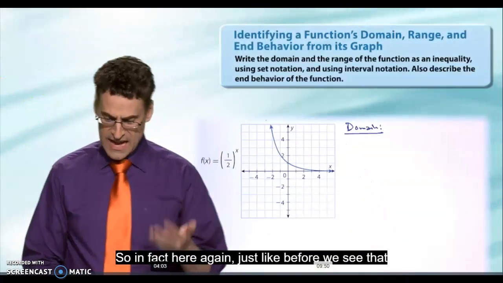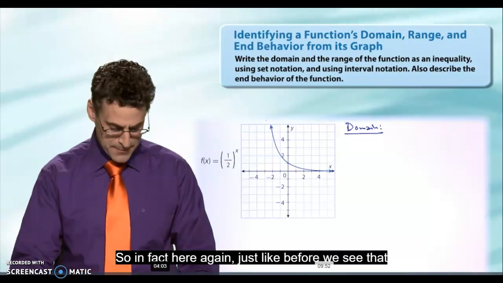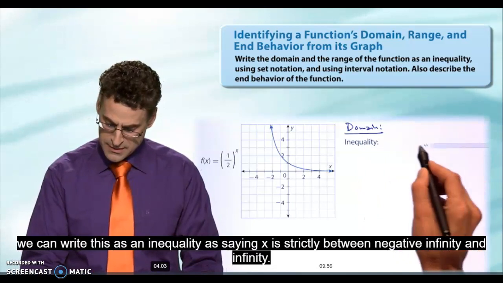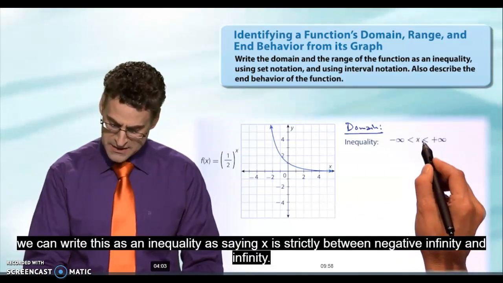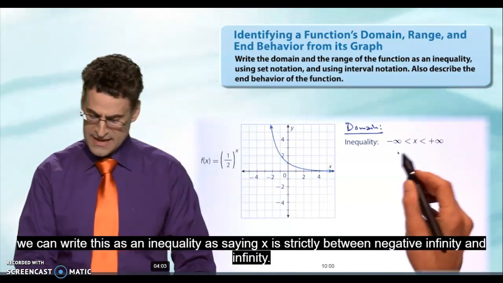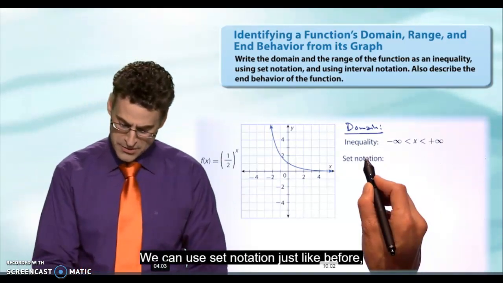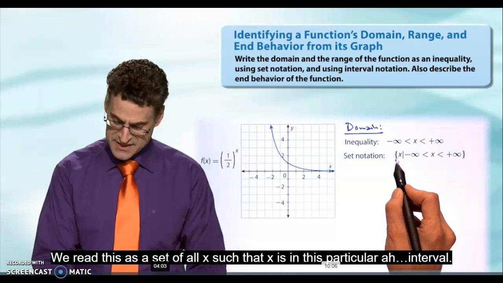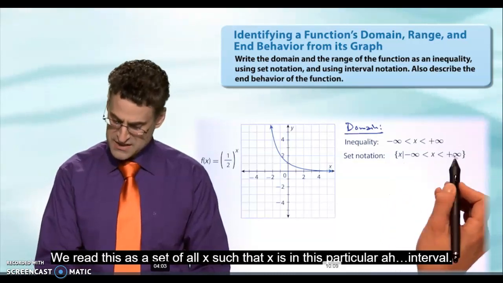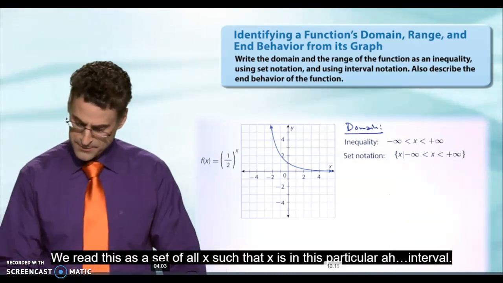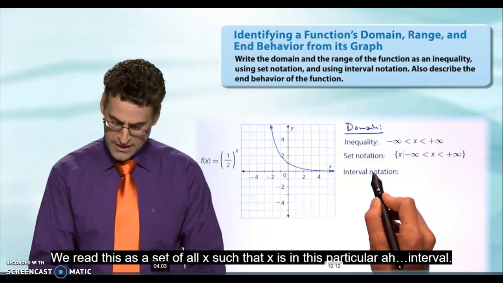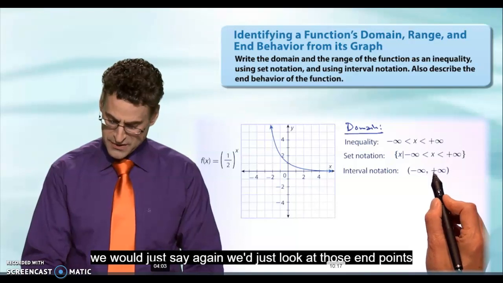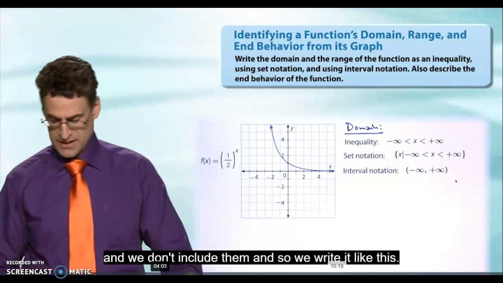So in fact, here, again, just like before, we see that we can write this as an inequality, as saying x is strictly between negative infinity and infinity. We can use set notation, just like before, the exact same answer. We'd read this as the set of all x such that x is in this particular interval. And then if we want to use interval notation, we again just look at those endpoints and we don't include them, and so we write it like this.